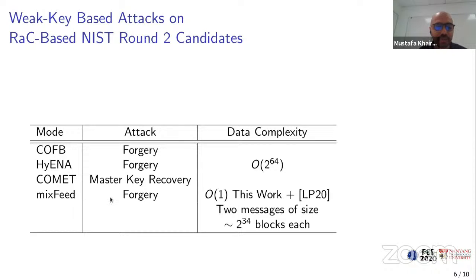For mixed feed, we offer a forgery attack, and we showed in the paper that there are a lot of weak keys, but we didn't give an exact bound for how many weak keys there are. We gave several examples. Then in a recent work by Laurent and Pernot, they show that actually the probability of such weak keys we present here is 45%. And the attack works with only 2 messages, each message consisting of 2 to the power 34 blocks, which means that mixed feed will not offer integrity if the messages are longer than 2 to the power 34 blocks.